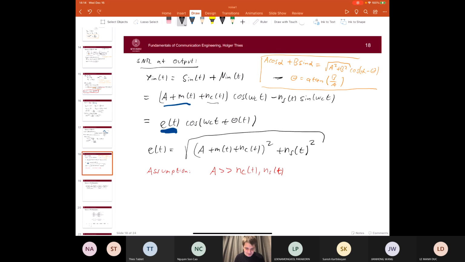Okay, so this is our assumption, and if we have this assumption, well, we can assume that the noise terms are basically 0. So we can assume that E of t is approximately just the square root of the square of this first factor. So we will just get A plus m of t plus nc of t, right? So this is what E of t is, and well, what will be the output? What the receiver will do is it will additionally remove this constant factor A. So it will just subtract A. So y at the output after noise is just m of t plus nc of t.